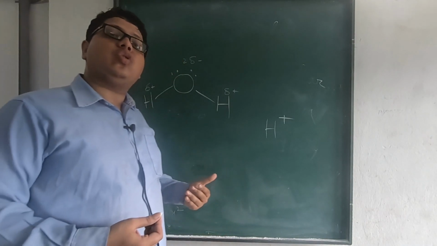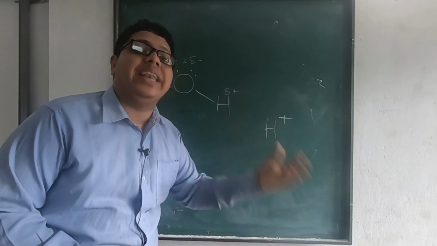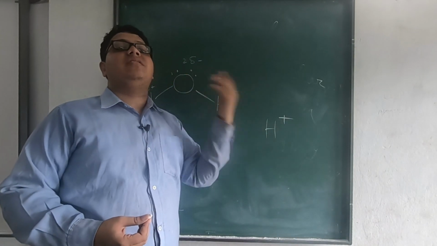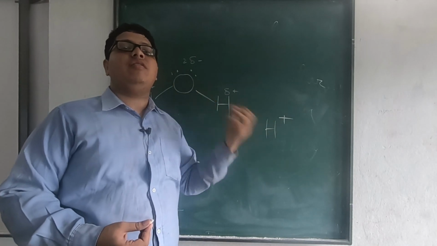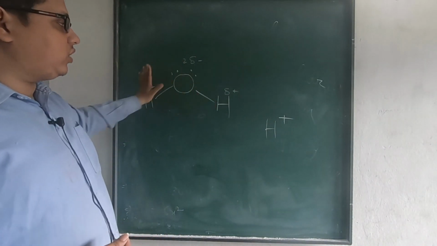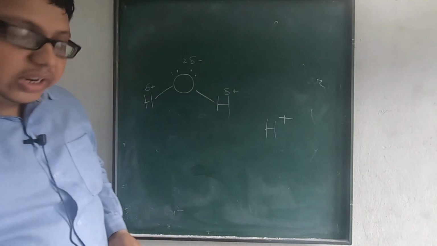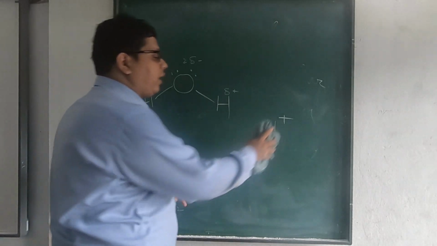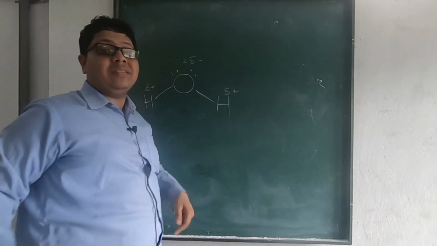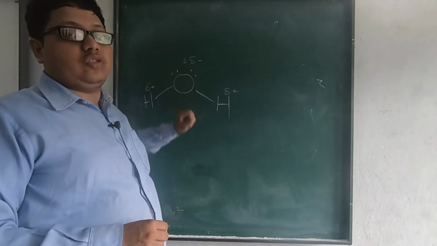And why is it closer to the oxygen? Because oxygen is more electronegative. That means it has a tendency to pull electrons towards itself more than hydrogen does. Now this condition is a dipole. You understand, this positive pole, negative pole. So hydrogen bonding is a kind of dipole-dipole interaction only, but it is far stronger because of the greater electronegativity of oxygen.